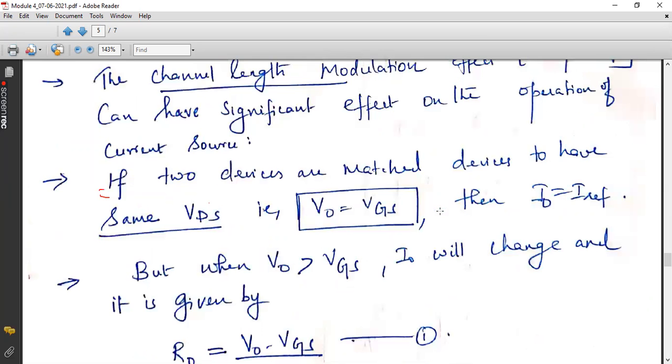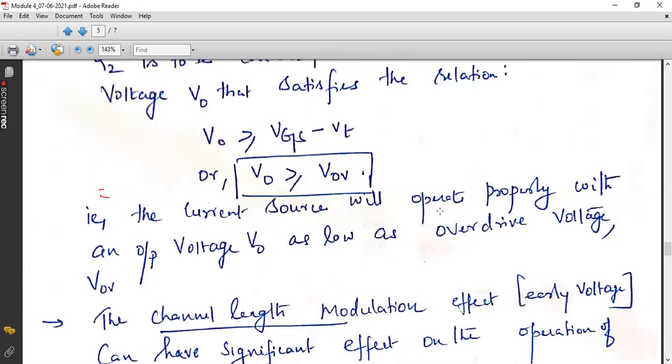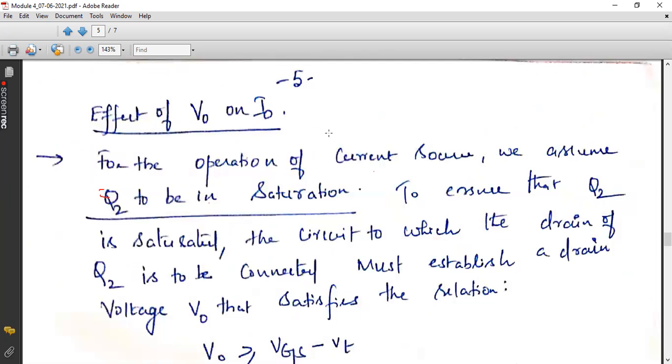So the remaining portion we will cover tomorrow. The portion is, what is the effect of V naught on I naught? Because I naught is no longer same as IREF. It is a different value which is going to be changed by this V0. So that we are going to derive in an analytical way. The remaining portions we will continue tomorrow.